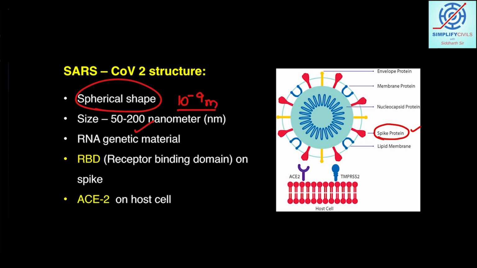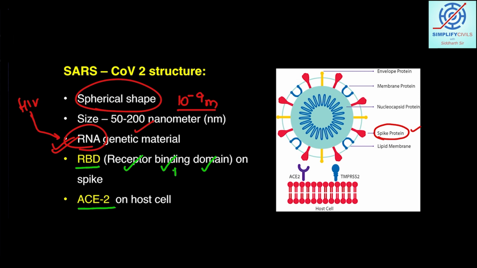So 1 upon 9 times 0. RNA is a genetic material, remember this. So for HIV also, RNA was the genetic material. And now I am sharing two terms with you here. One term is RBD and another term is ACE2. What is RBD? It is the receptor binding domain.